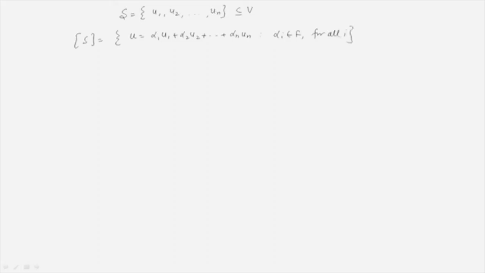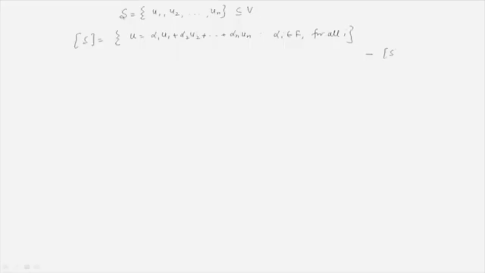Now, in this theorem we have to show three things. First, we have to show that the span of S is a subspace of V. Second, S is contained in the span of S, and third, the span of S is the smallest subspace of V containing S. Now the second property is very easy to show.